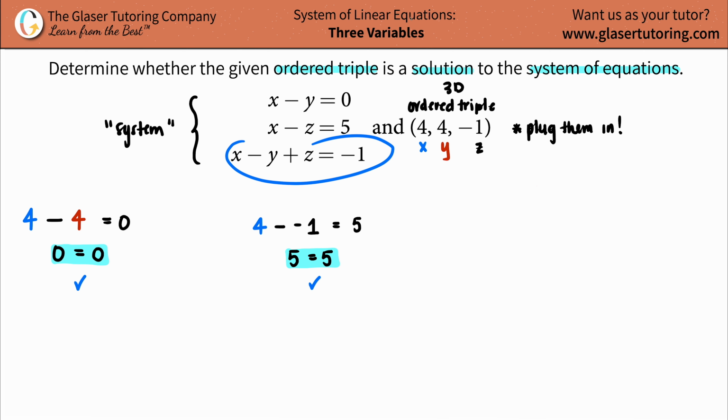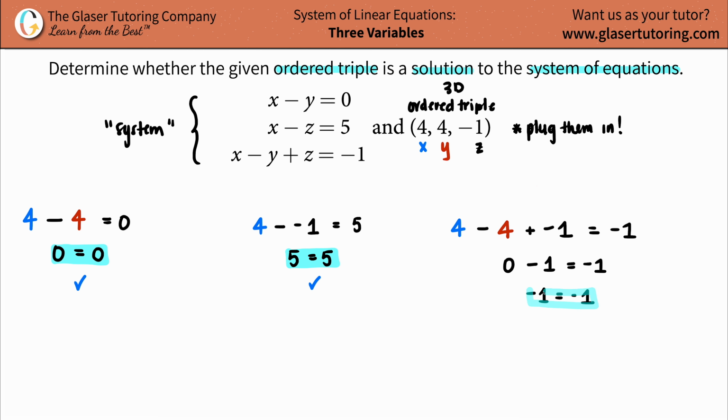So x minus y plus z equals -1. X, like we said, was 4, minus y, which is the 4. And now this is plus z. So z was a -1. And this is going to equal -1. 4 minus 4 is 0. 0 plus a -1 is a -1. And this should equal -1. And this actually checks out. 0 minus 1 is -1. This equals -1. So since we got checks all across the board, do you think that this ordered triple is a solution? Yes, it is.